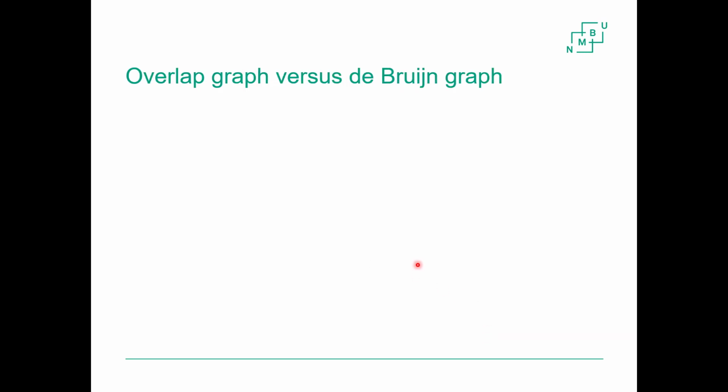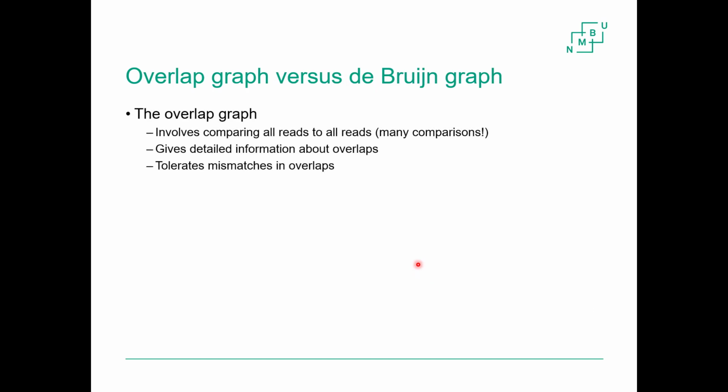So if we look in terms of the overlap graph versus the De Bruijn graph, the overlap graph involves this comparison of all reads to all reads, which is horrible, right? However, there are some benefits. It gives quite detailed information about overlaps, because overlaps can vary in length here. Some overlaps can be longer, some can be shorter, and this could be useful information. And also we tolerate mismatches here in overlaps.